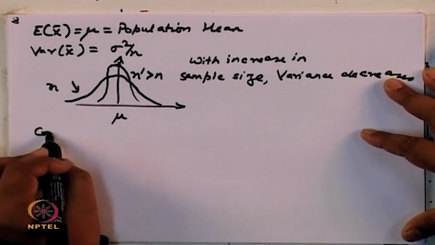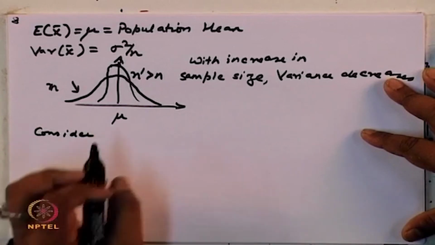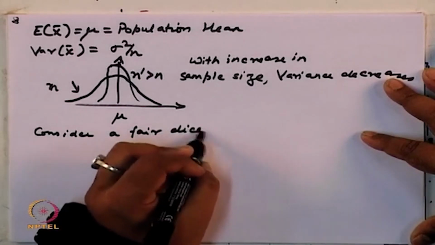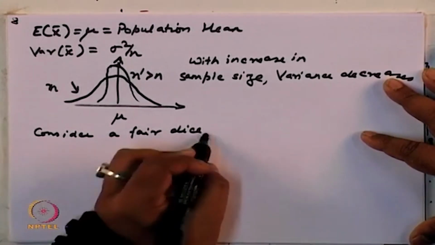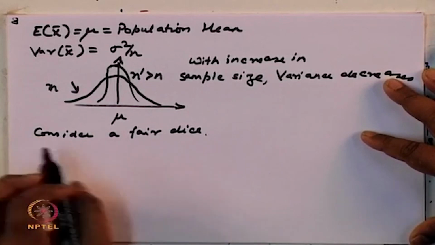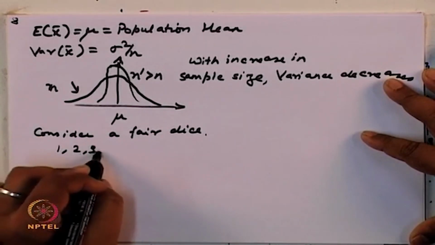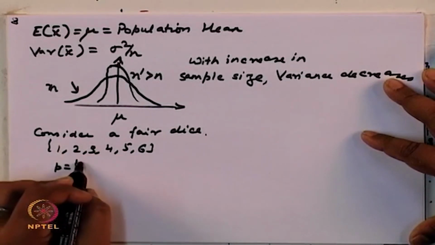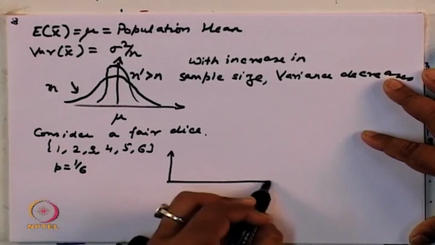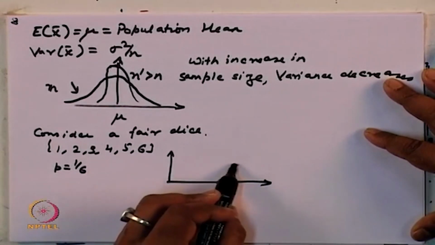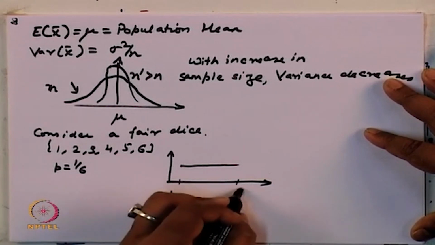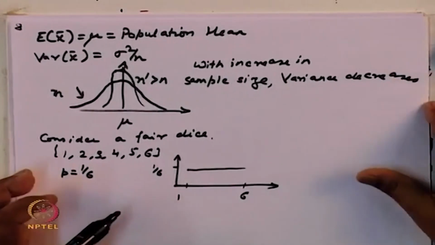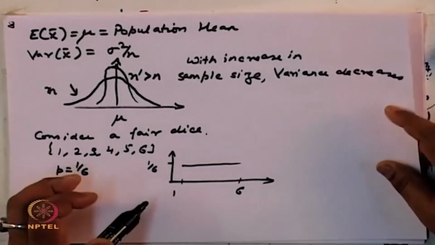Let us test it with a simple example. Consider a fair dice. If you roll a single dice, you know your outcomes are 1, 2, 3, 4, 5 or 6, and for each of them the probability is equal to 1 by 6. So, your distribution will simply be this from 1 to 6, and this value is 1 by 6. But let us say I consider 2 dice together.